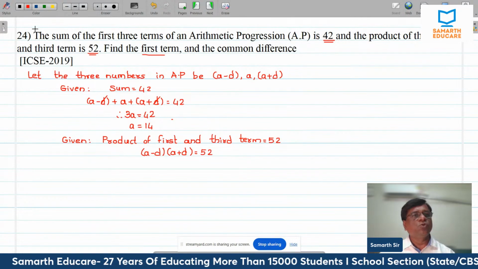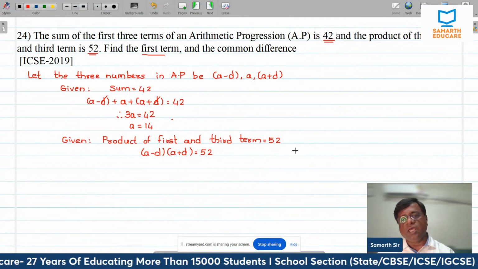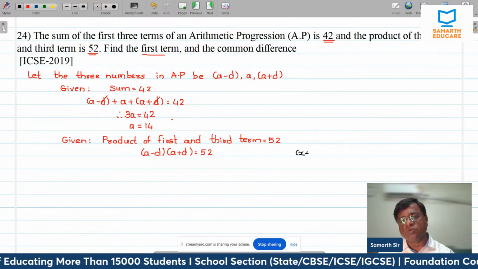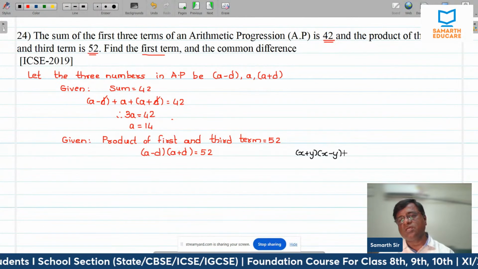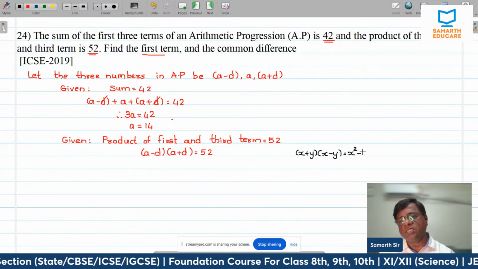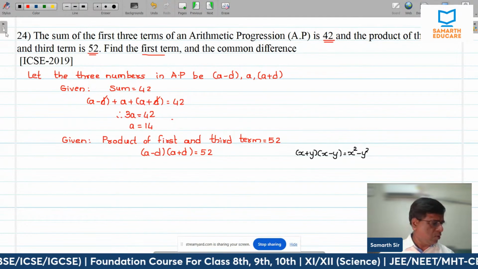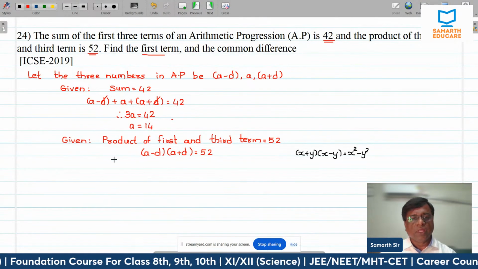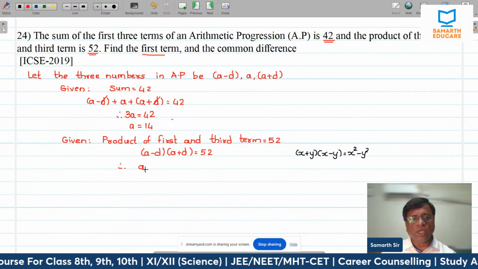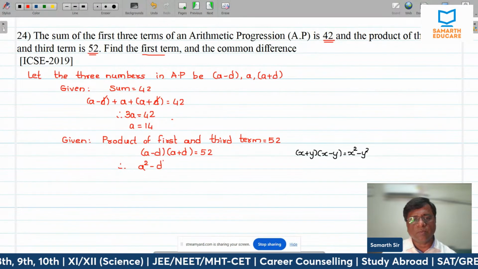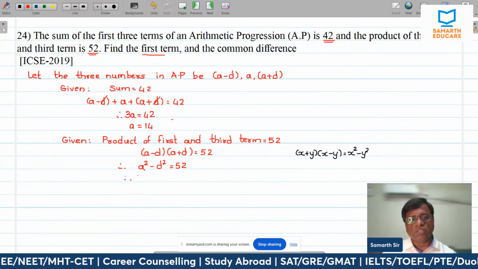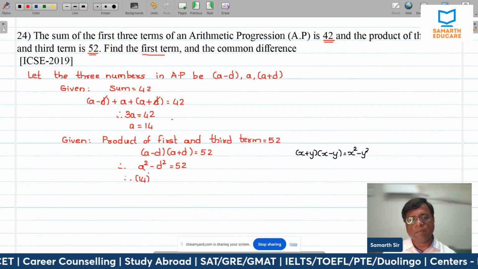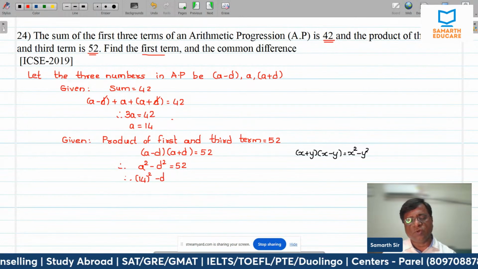Now this looks like a simple thing, x plus y into x minus y. What is x plus y into x minus y? Simple algebra, that is equal to x square minus y square. Okay, now here this becomes a square minus d square is equal to 52. A square is 14 square minus d square is 52.